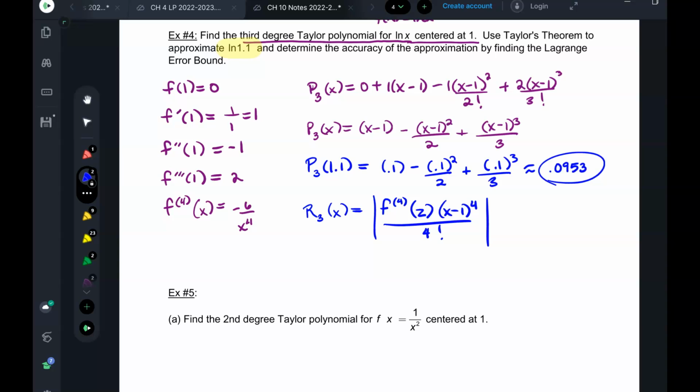Yeah. Not the least, that wouldn't make sense. This is the most that it's off. Okay, so now this value of z has to be somewhere between a and x.